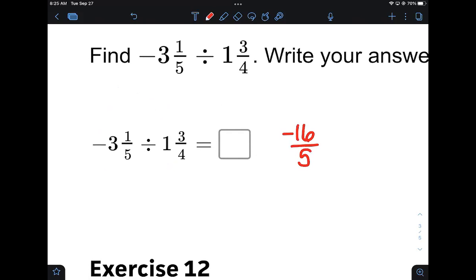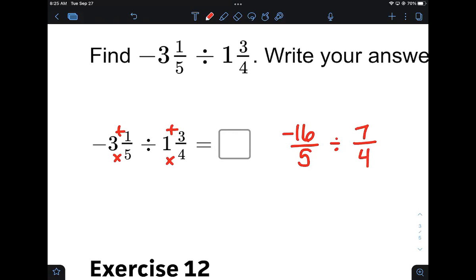And so what Hugo did is he took 5 times 3 plus 1, which is 15 plus 1 is 16 plus 2, and put it all over 5. That's how you turn a mixed number into an improper fraction. So let's try that for the next one. Austin Eads, what is 1 3/4 as an improper fraction? Okay. So 7/4.